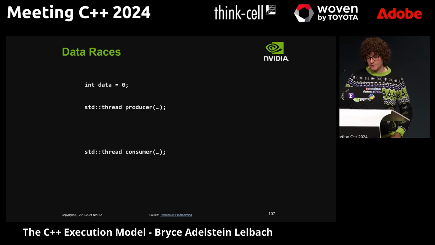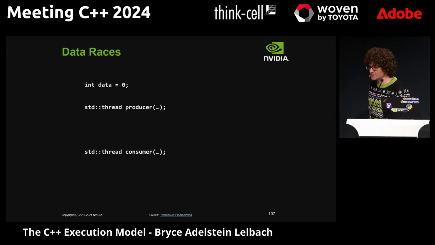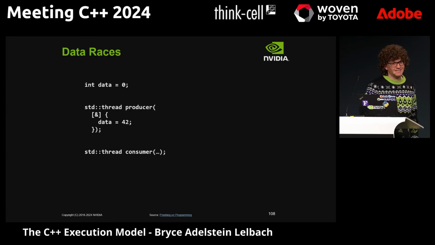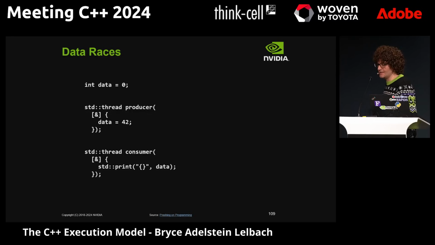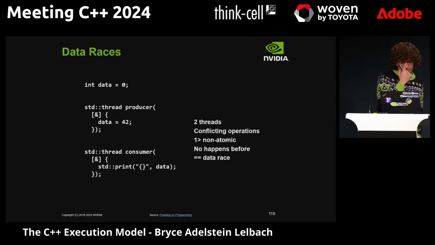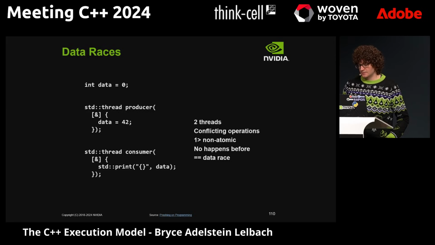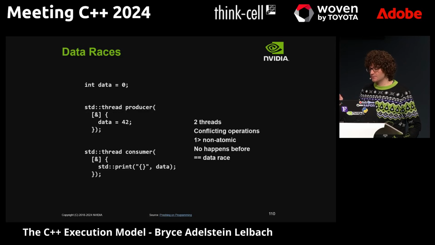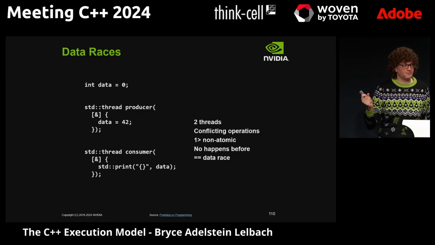So consider this program here. We're communicating an int between two threads. This int is initialized to 0. The producer thread writes 42 to data, and the consumer thread reads from data and then prints it. We have two threads performing conflicting operations, at least one of which is non-atomic, and there's no happens before relationship. And so we have a data race, and thus we have undefined behavior.